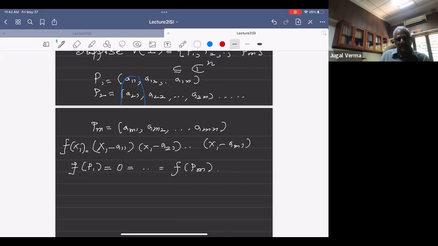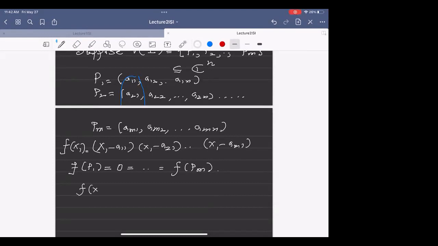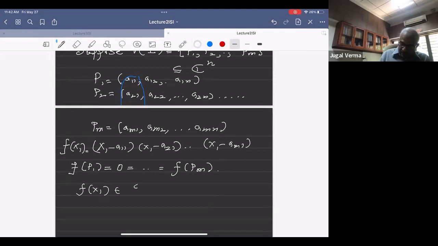Is that clear? This polynomial in one variable vanishes at every point of my algebraic variety V(I). So therefore, this f(x1) belongs to the ideal of the variety of I. The ideal of a variety consists of all polynomials which vanish at every point. But my V(I) is finite, and this f is vanishing at p1, p2, ..., pm. So this is in the ideal of the variety of I, but by the strong Nullstellensatz, this is the radical of I.